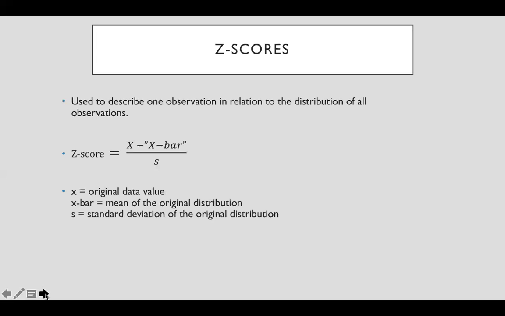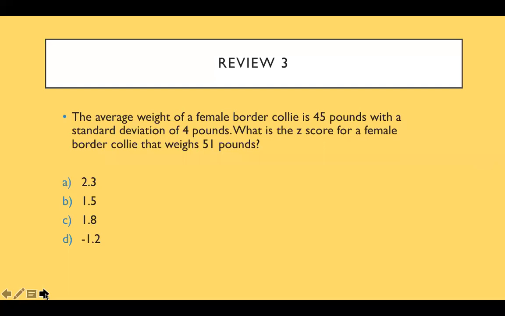So I think next we have in our review, you can calculate the z-score. Yeah. So the average weight of a female border collie is 45 pounds with a standard deviation of 4 pounds. What is the z-score for a female border collie that weighs 51 pounds?